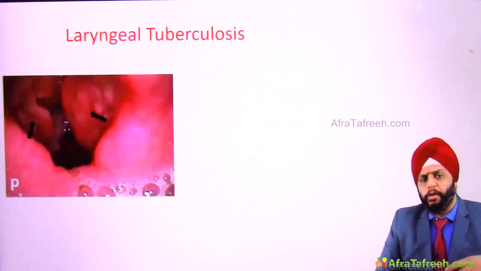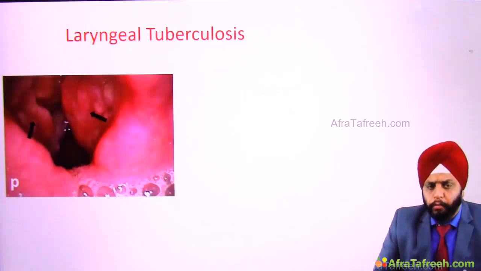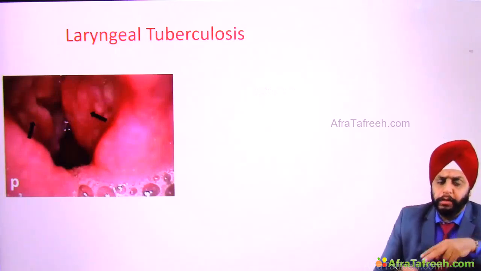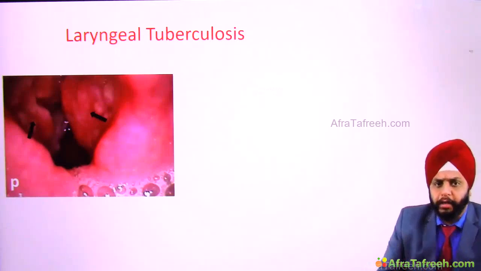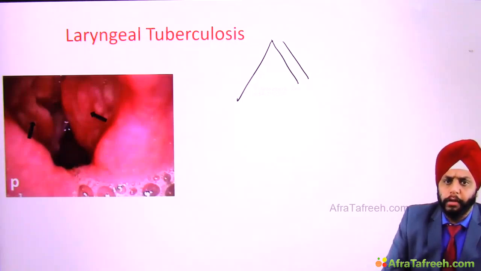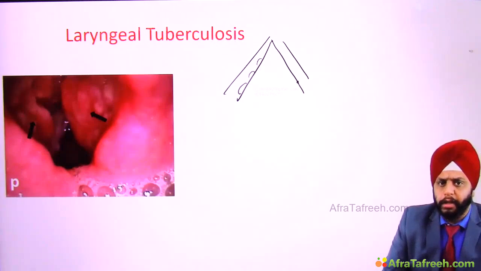You see, when these nodules spread to the vocal folds, because the vocal folds vibrate, these nodules are shed off. So when they are shed off, what happens? Suppose this is the vocal fold, and once the nodules are shed off, what happens? There are multiple ulcerations.